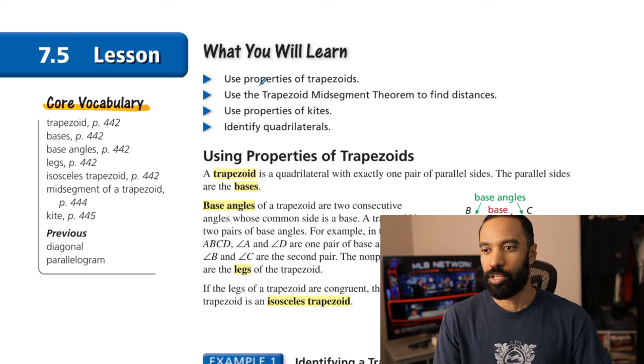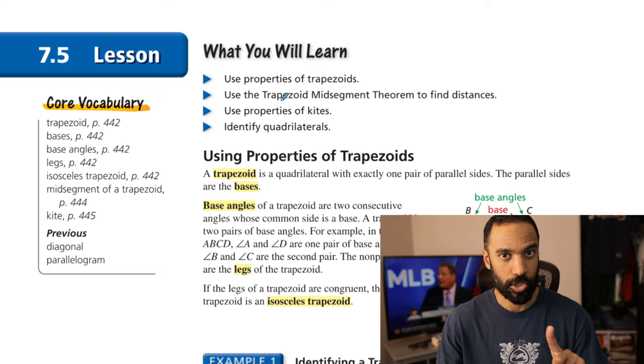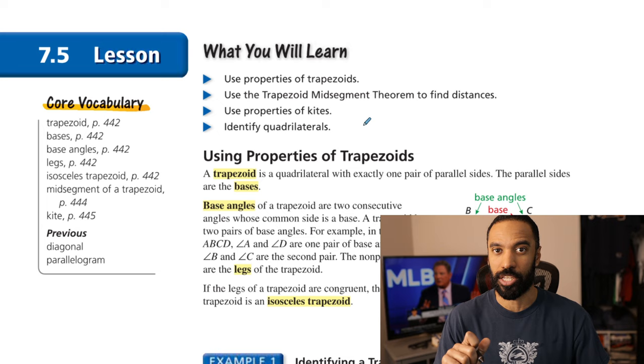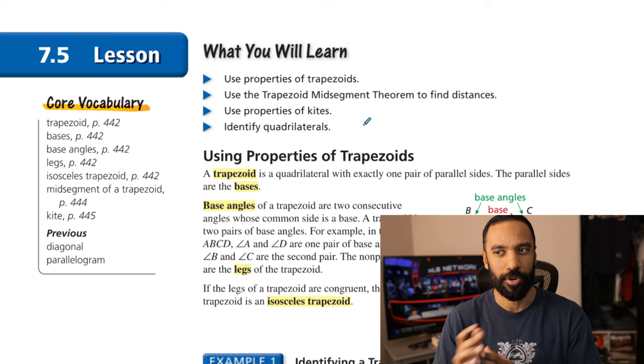We're going to use properties of trapezoids and properties of kites. And using properties of trapezoids, we'll use the trapezoid midsegment theorem to find distances. Not the same one as triangles, necessarily. And identify quadrilaterals. That doesn't sound like it's something straight out of kites. That sounds like for all the different types. So we may be doing things with not just trapezoids and kites, but also parallelograms, rectangles, rhombuses, and squares. Identify based on the properties that they give us or the kind of shape that we have. So it's kind of a review all within, I imagine.